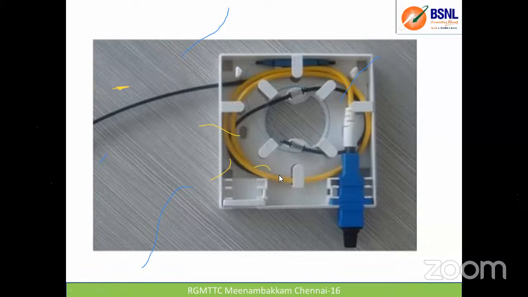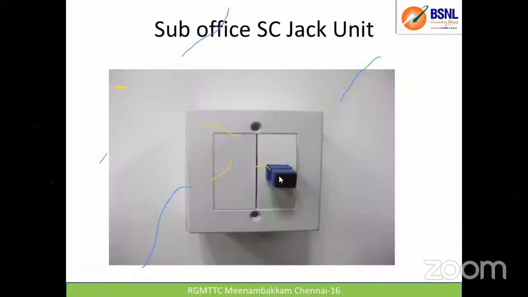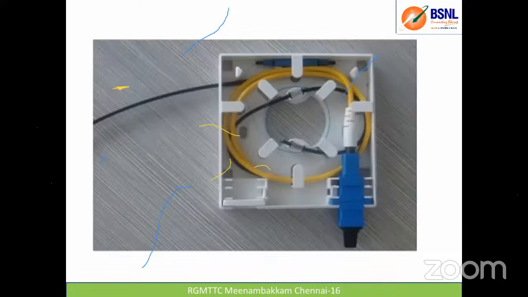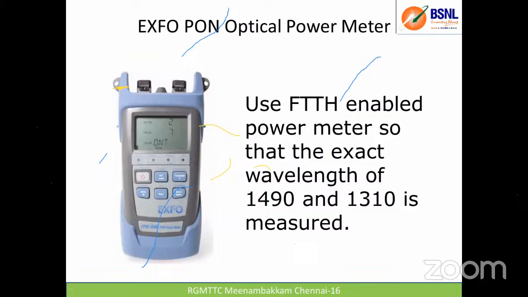Usually at the customer end, they use this type of SC jack unit for the customer premises. The connection is connected to a ferrule connector, and it is extended to one side, connected to the OLT through the splitter, and the other end is connected to the ONT, that is the customer end.